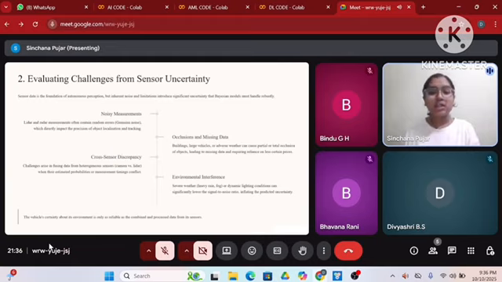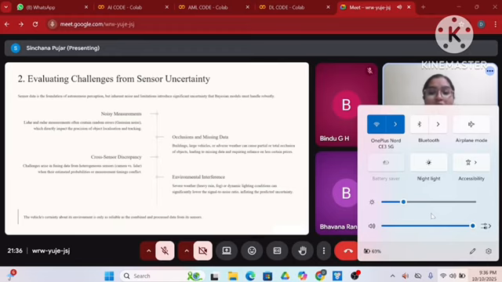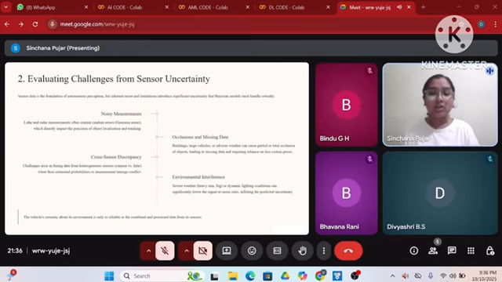Coming to evaluating challenges from sensor uncertainty: sensor data is the foundation of autonomous perception, but inherent noise and limitations introduce significant uncertainty that Bayesian models must handle robustly. First, we have noisy measurements, occlusions and missing data, cross-sensor discrepancy, and environmental interference.